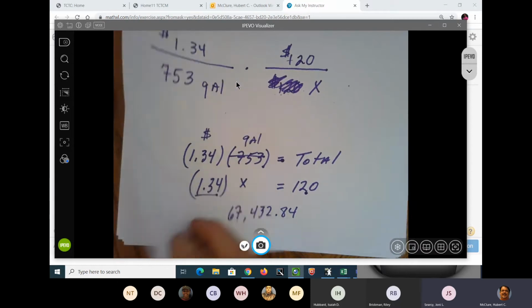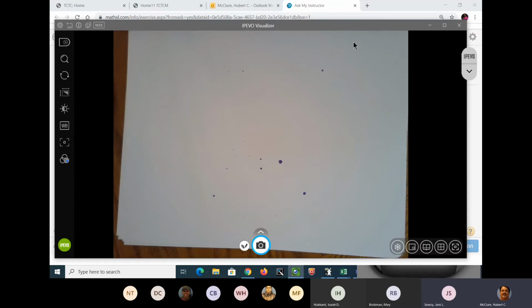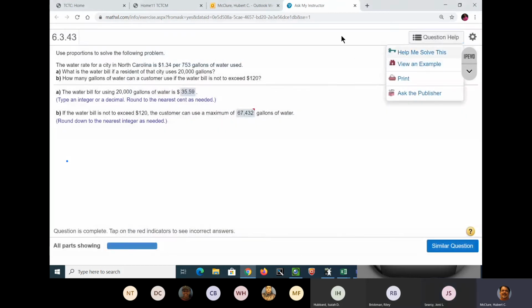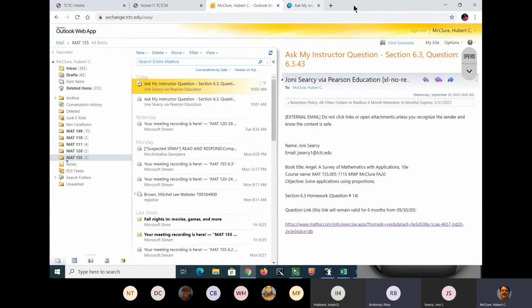Okay. That was a new question also. I think they put some new questions in here because usually when you hit question help, oh, there it is. Help me solve this. Why didn't it come up a while ago when I pulled it up? Oh, you clicked on it when you had the example open. Oh, okay. All right, next question.